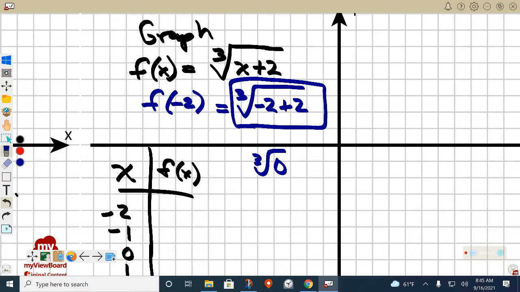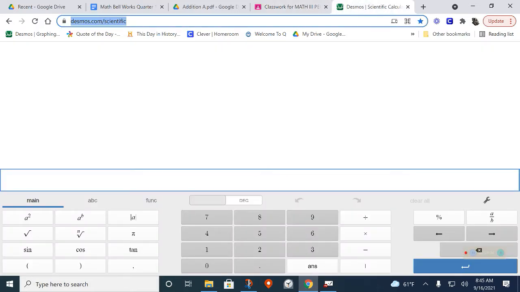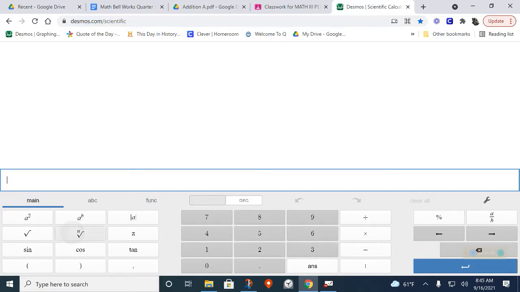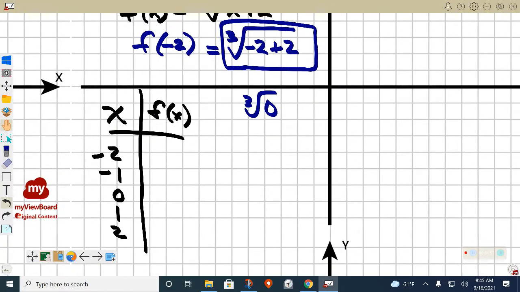But just for giggles, if you forgot, if you can't think, if you haven't had your coffee, for a cube root I went to the scientific calculator I just posted on C41. I'll press cube root. Cube root of 0. 0. Nice! Oh yeah, you had your coffee.